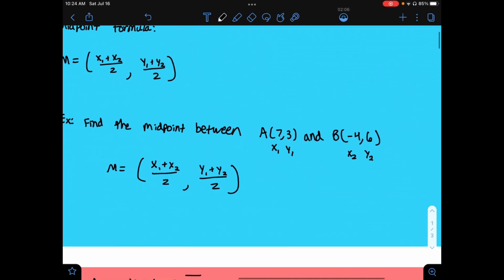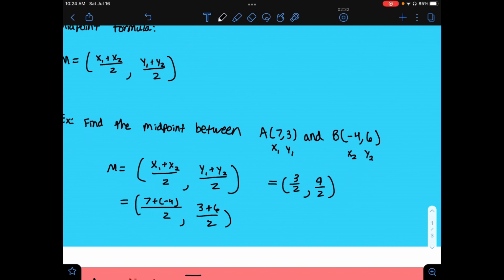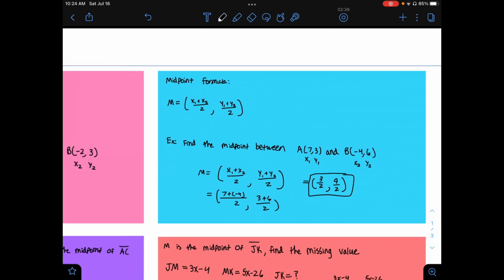So now we're going to move over here. Our x1 is 7 and our x2 is negative 4, so 7 plus negative 4 over 2, and then 3 plus 6 over 2. So 7 plus negative 4 is the same thing as 7 minus 4, so we get 3 halves, and 3 plus 6 is 9, so 9 over 2 is 9 halves. So our midpoint is 3 halves, 9 halves. So that's our answer here.